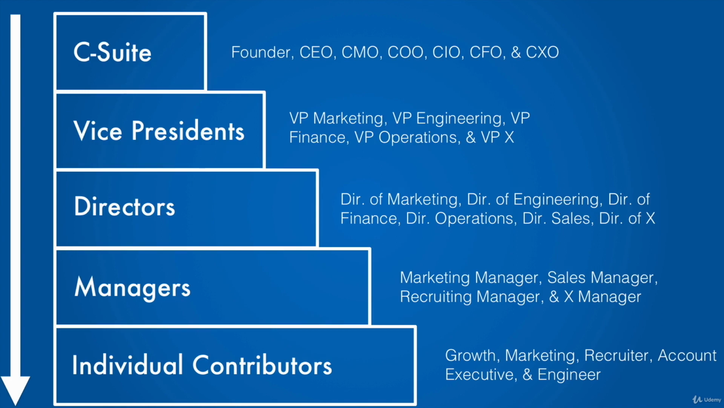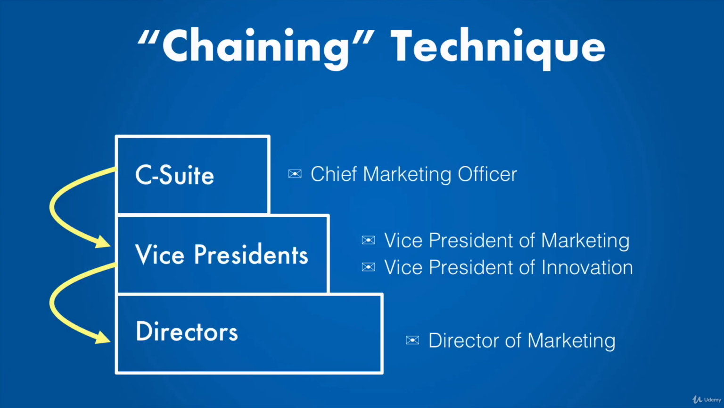So go back to this blueprint that I showed you guys way in the beginning of the course. Here's how most organizations work. There's a C-suite, vice presidents, directors. So we're basically going to focus on the top 3, and we're not going to focus at all on the managers or individual contributors because they're not going to have the decision-making power to actually make purchasing decisions. So this is called the chaining technique.